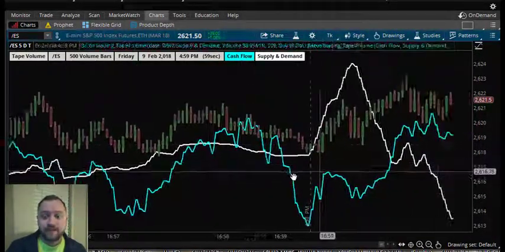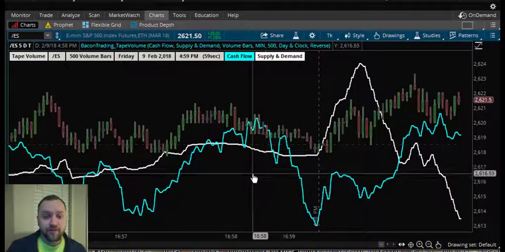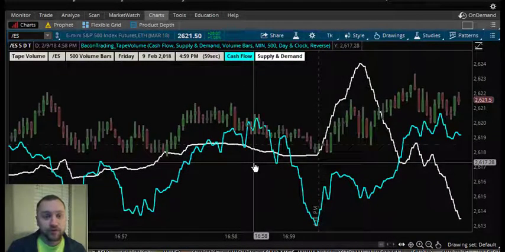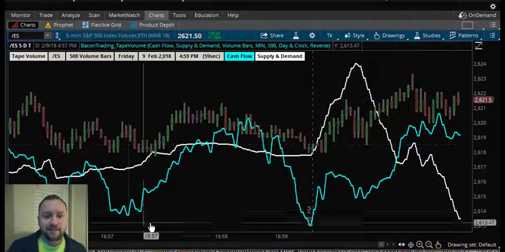I really like cash flow. It's one of the ones that I'm pretty proud of because it's pretty complicated, but it works really well. The next one is supply and demand.